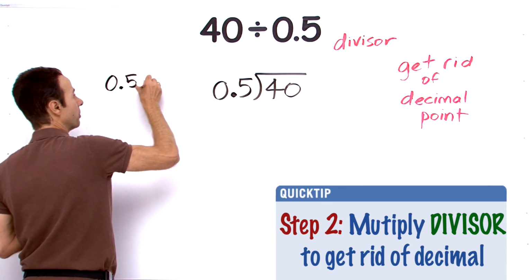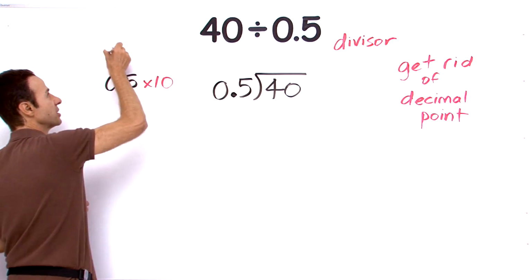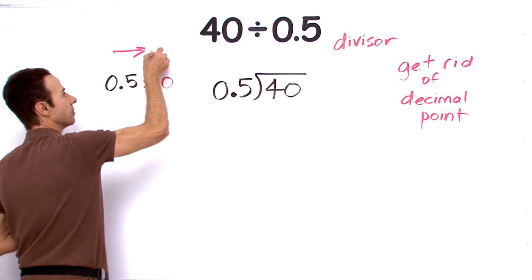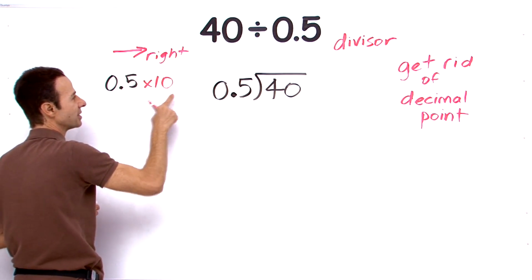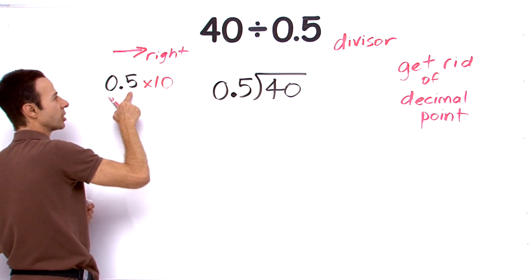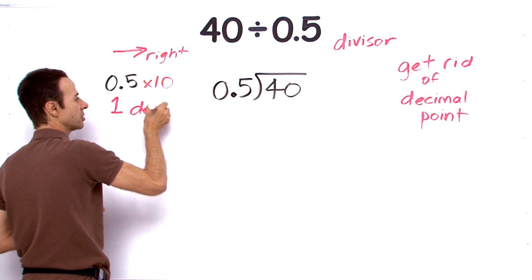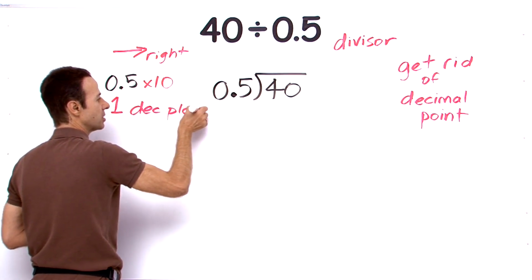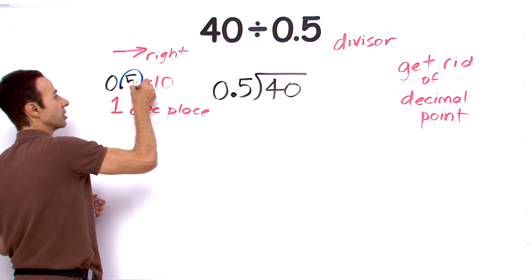Now the 0.5, we get rid of it by multiplying by 10. So if I multiply by 10, it's got 1 zero, so that means the decimal place is going to move to the right, isn't it? Because we're multiplying. So it's going to move to the right how many times? Well, there's 1 zero, so we're going to move 1 decimal place. So let's go ahead and do that. So it's going to move to the right, and it's going to go right there.